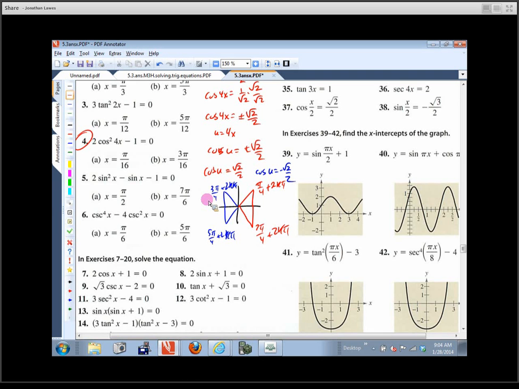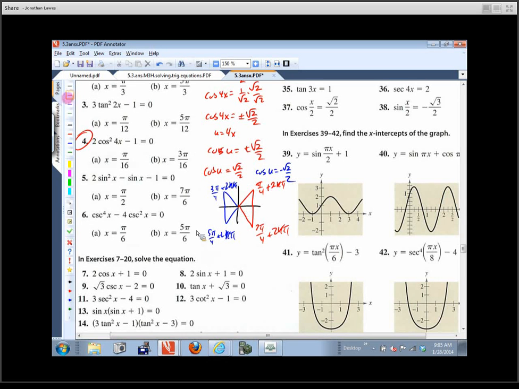So look at the way that these answers are produced. Look at how often they repeat. Is there a common repeating pattern here? So if I started with this one right here at pi fourths, how far is it in between pi fourths and 3 pi fourths? Say pi halves. It is pi halves. That's amazing. Okay, and how far is it in between 3 pi fourths and 5 pi fourths? Pi halves. All of these have pi halves between them.